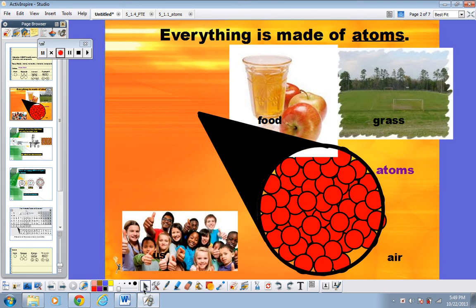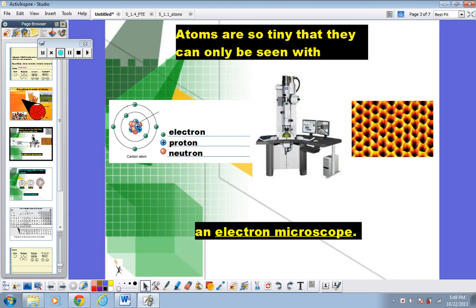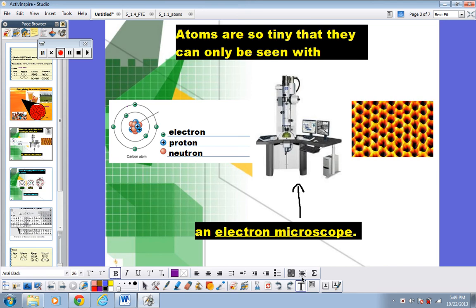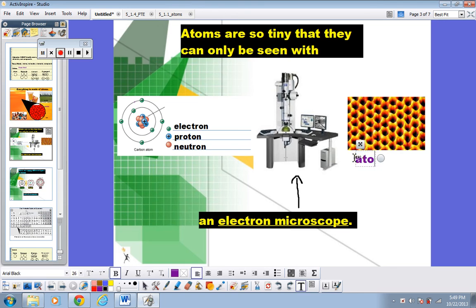And they're so small that we can't see them unless we have this really fancy machine. So atoms are so tiny that they can only be seen with an electron microscope. That's what this is. An electron microscope is a very fancy, very expensive microscope that we do not have here at Chavez. But what it does is it looks at something and creates an image of the atoms. So this is what the atoms look like in whatever it is that they're looking at here.